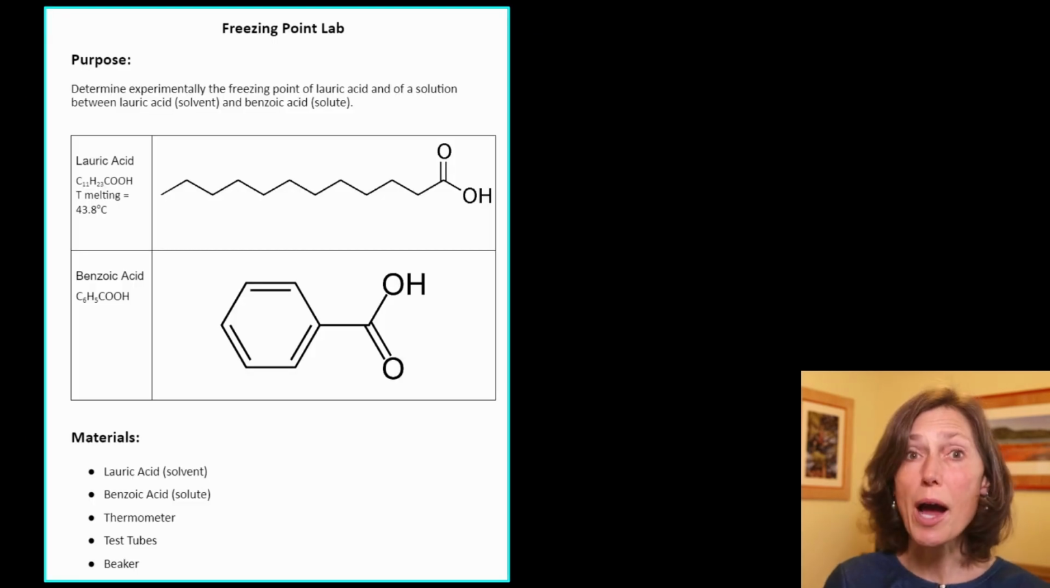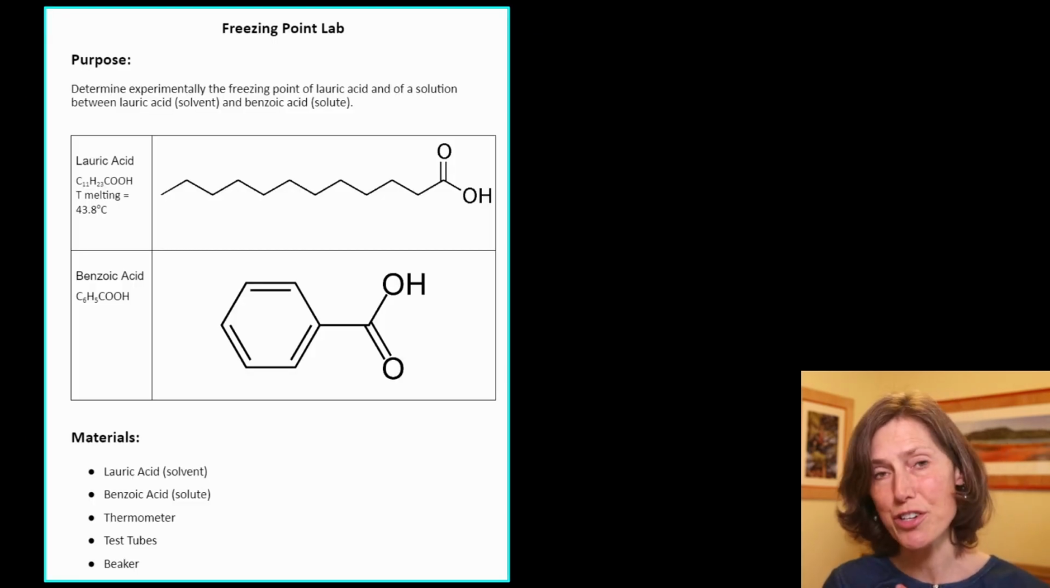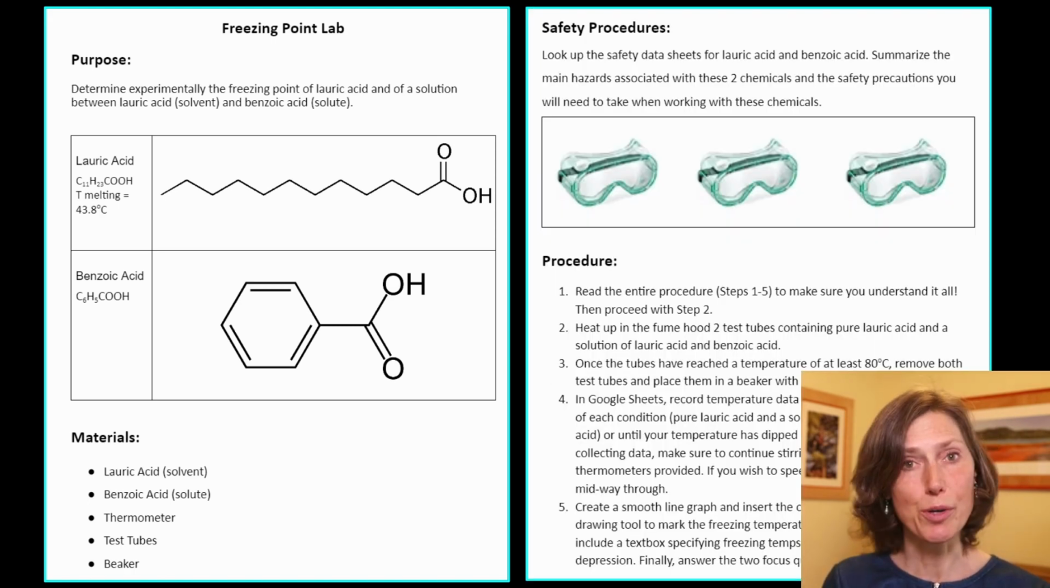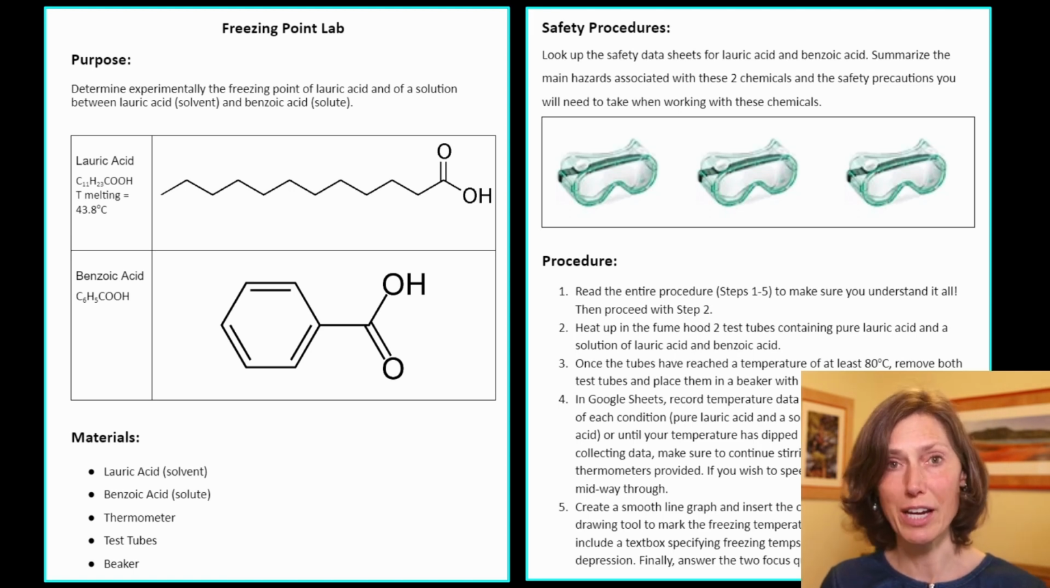In this video, I'm going to show you my version of the freezing point depression lab. This is my handout, which includes a clear purpose, the organic structure of the two chemicals involved, a student-directed safety procedure, and the actual procedure for carrying out the lab.